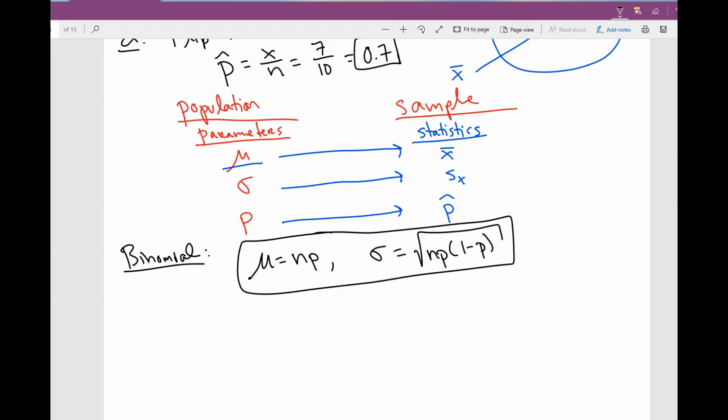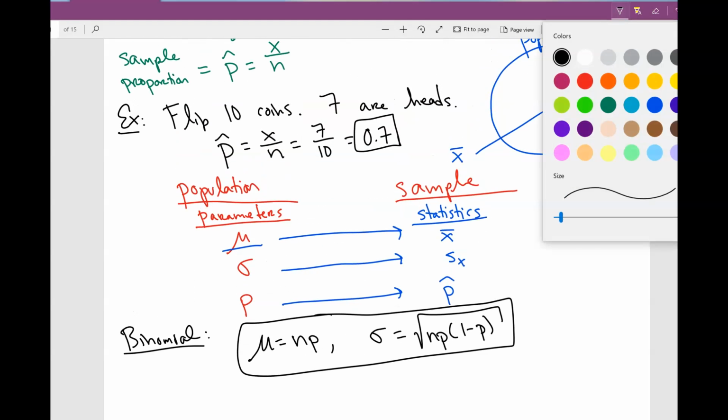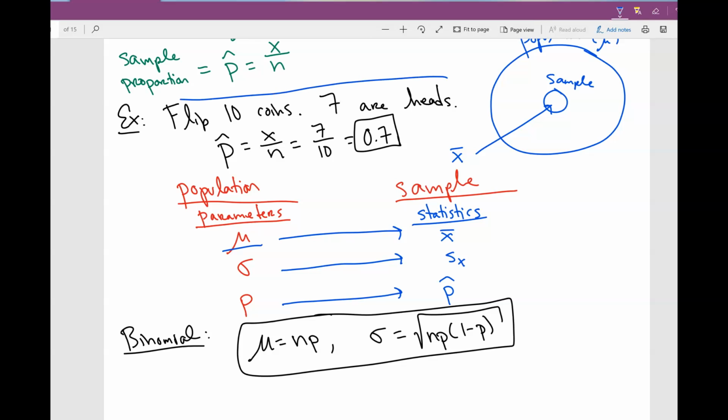Now, my question here is, going back to this: I flip 10 coins, and 7 of them are heads. P hat was equal to 0.7. So if I were to flip these 10 coins again, am I going to get 7 heads again? Well, maybe, but I might get 6 heads. I might get 7 heads. I might get no heads. So I'm going to get a whole bunch of different variability in the number of heads.